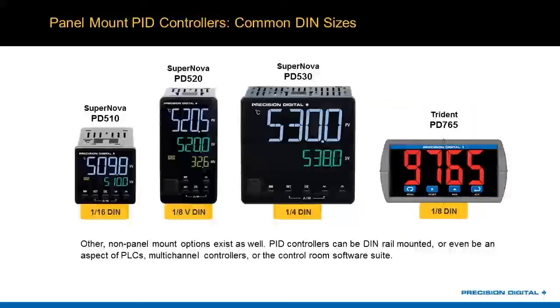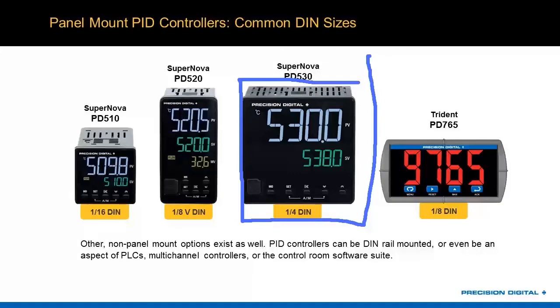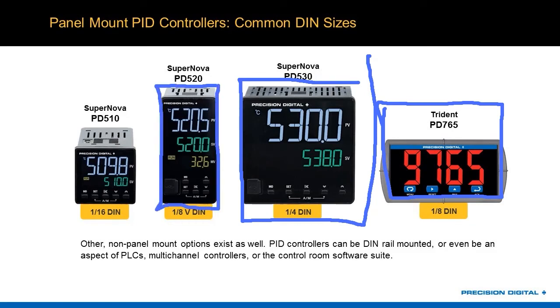PID controllers tend to be available, like these SuperNova units you see here, in larger and smaller sizes. So you've got your quarter DIN unit, which is a larger square. It's essentially twice the 1/8 DIN. You can see how the math on that works. Twice a 1/8 DIN would be that quarter DIN. Then you've got your 1/8 DIN vertical, where it stands upright. And then half of the 1/8, you've got a 1/16 DIN.